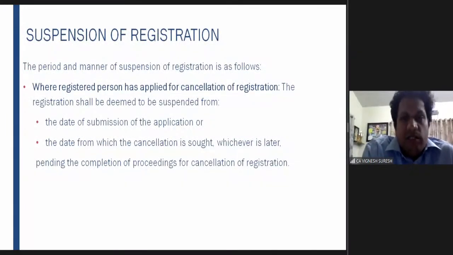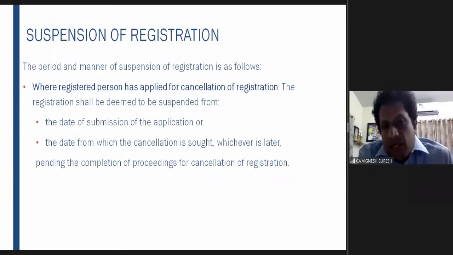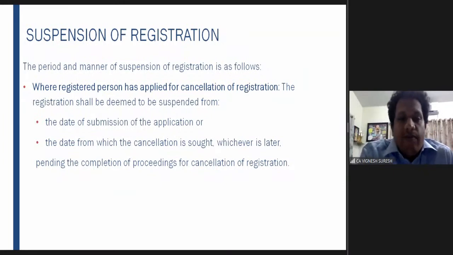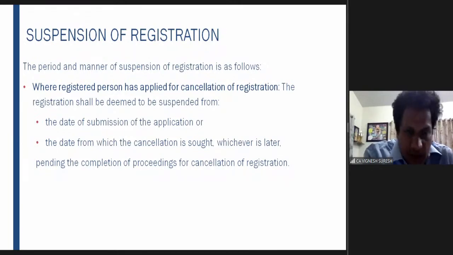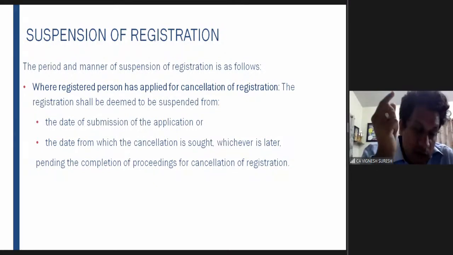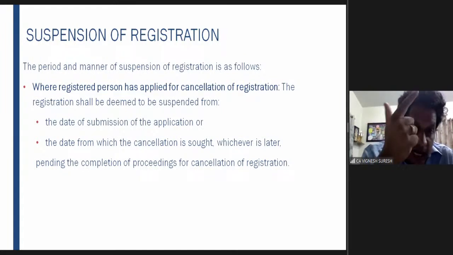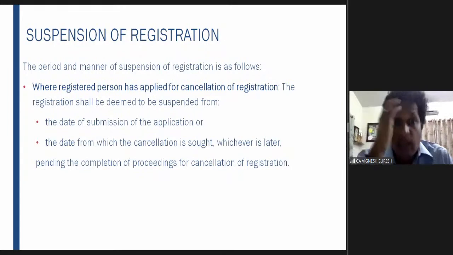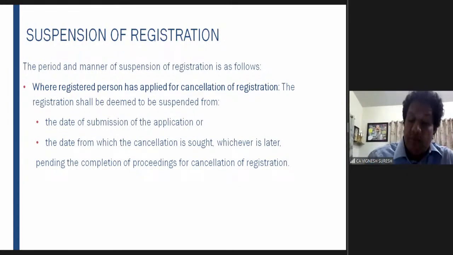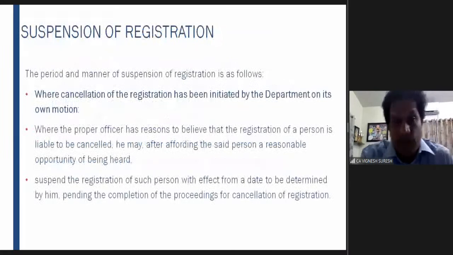The period of suspension of the registration will be as follows. Where the registered person has applied for cancellation, the registration shall be deemed to be suspended from the date of submission of the application or the date from which the cancellation is sought, whichever is later, pending the completion. So it will be suspended from whenever I submit the application. When I am submitting the application, I have to mention from what date I want to cancel the registration. If that date is later, then that date has to be taken. It will be suspended for that period of time.